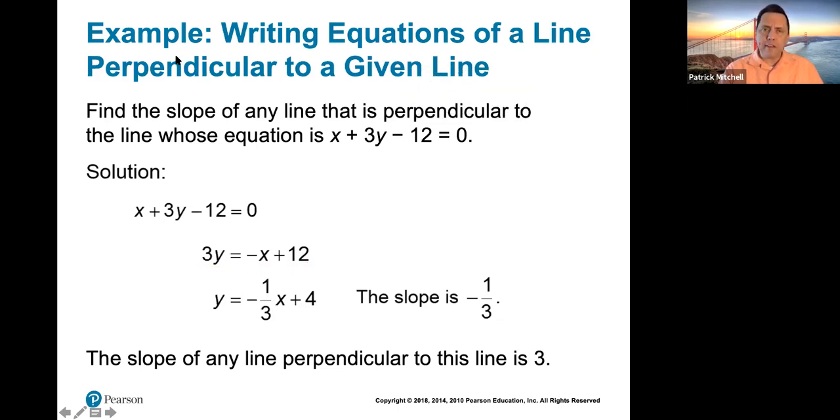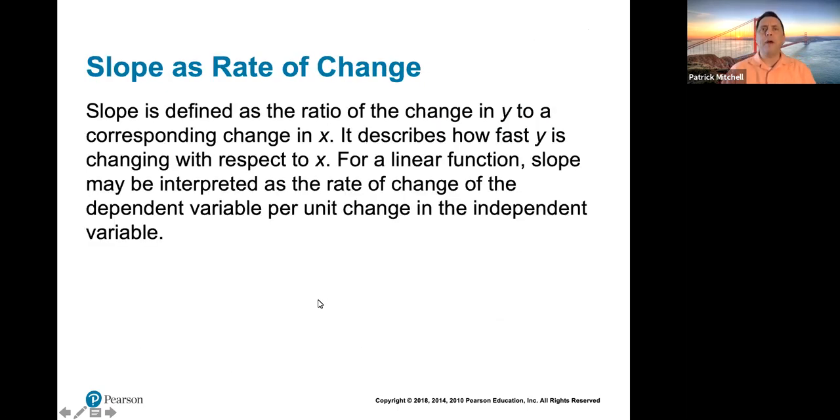What's coming up for the rest of this section may not be review, but it's pretty easy, I think. So let's have a look at that. Slope as rate of change. Actually, you've probably seen this before. Slope is defined as the ratio of the change in y to a corresponding change in x. It describes how fast y is changing with respect to x. For a linear function, slope may be interpreted as the rate of change of the dependent variable, which is often y, per unit change in the independent variable, which is usually x.